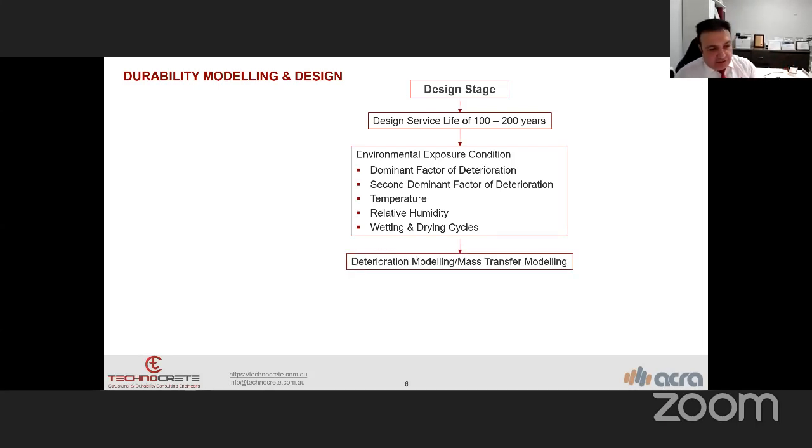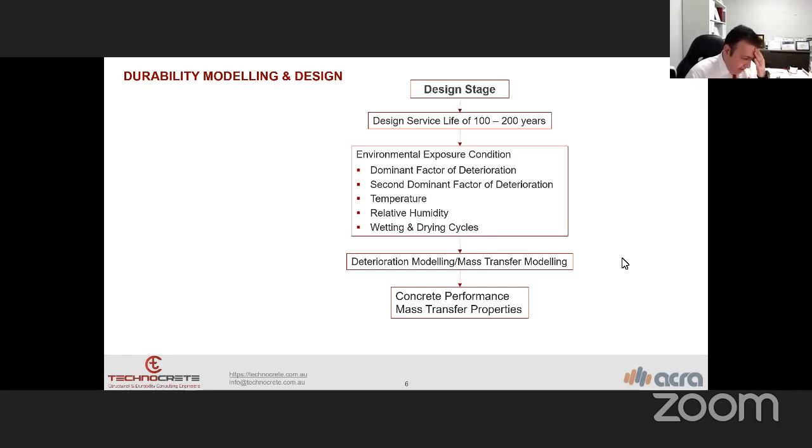After these, we have to model the mass transfer of those materials or elements into the concrete. And at the end of our modeling, we will achieve some numbers which give us parameters of the performance of that concrete in that environment. For example, we achieve a chloride diffusion coefficient. This number has to be achieved. Otherwise, the structure or that concrete cannot last for 100 or 200 years of design life. These are very important when we are dealing with structures exposed to a harsh environment.